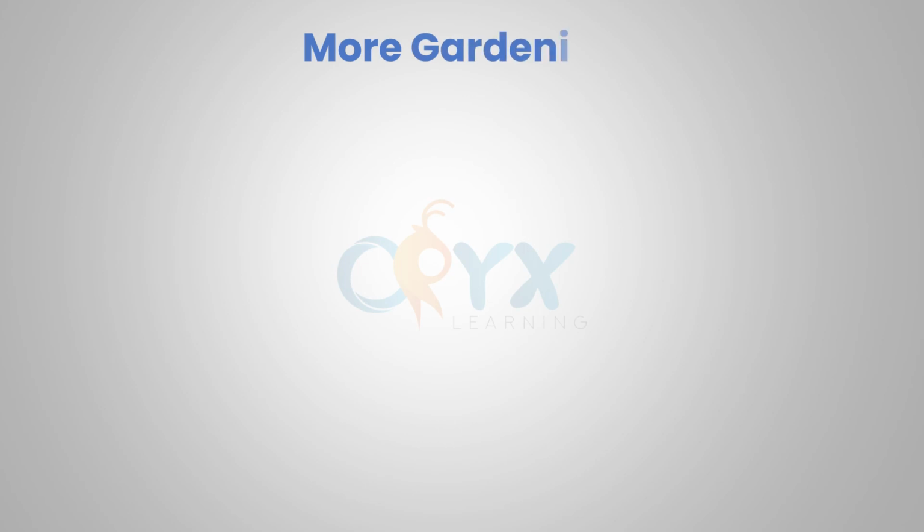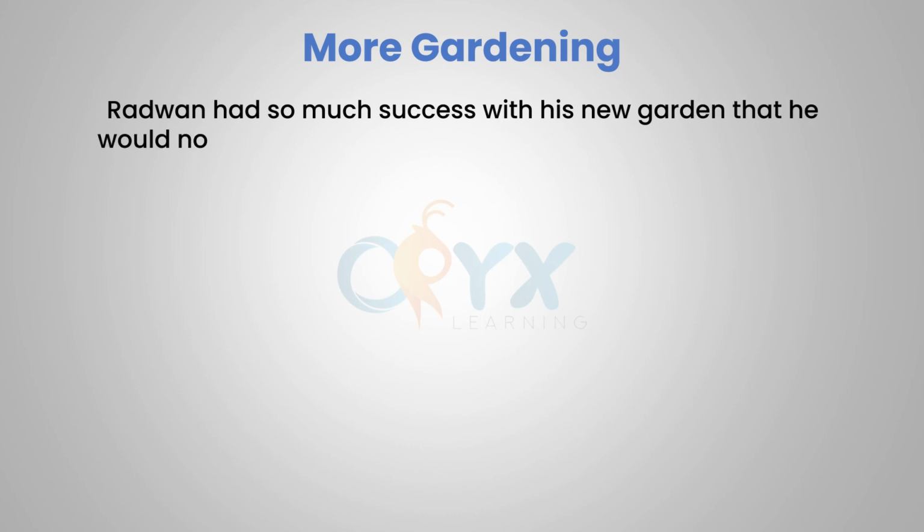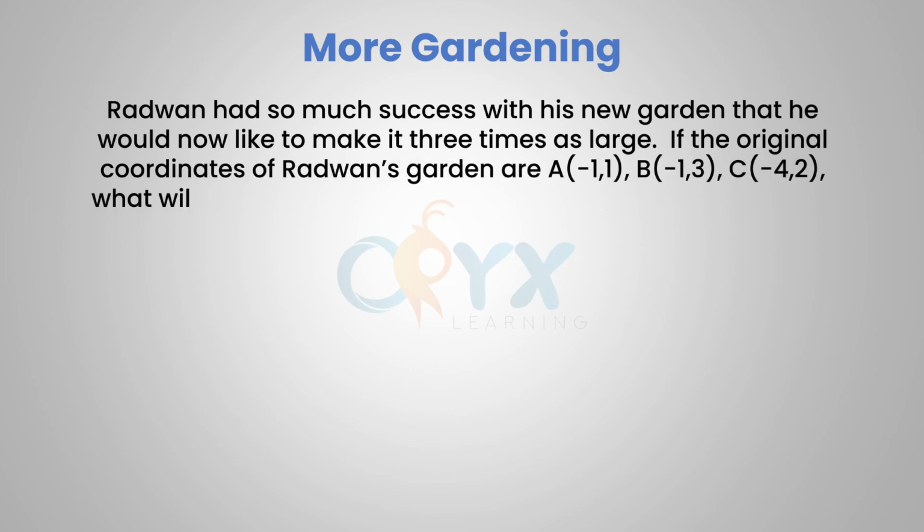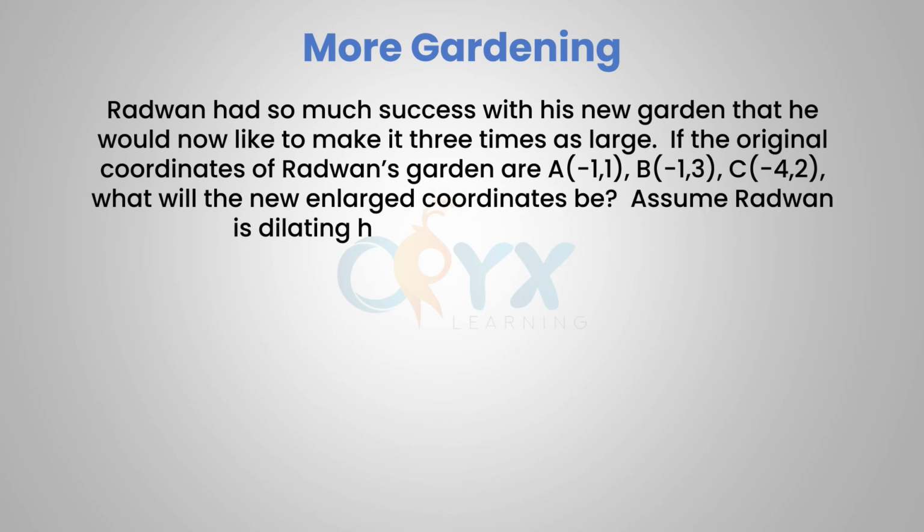Back to our gardening example. Rodney had so much success with his new garden that he would now like to make it 3 times as large. If the original coordinates of Rodney's garden are A (-1, 1), B (-1, 3), and C (-4, 2), what will the new enlarged garden coordinates be? Assume Rodney is dilating his garden about the origin.